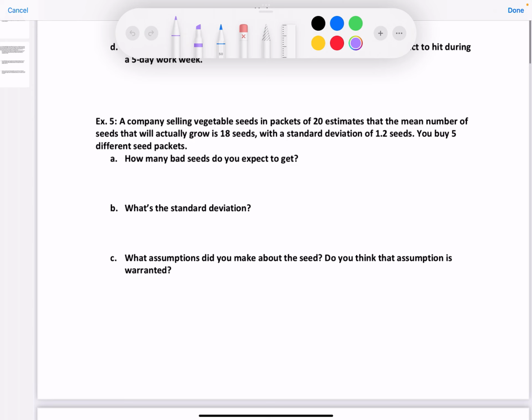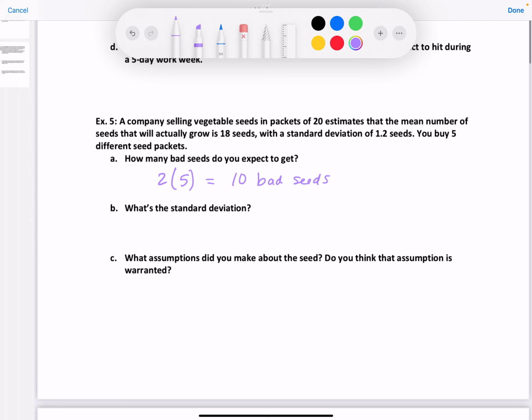So how many bad seeds are in each packet, on average? 2. And then we bought 5 seed packets, so we multiply. So we would expect 10 bad seeds. I was struggling because they didn't say anything about bad seeds. Well, yeah, I guess it should have said seeds that won't grow. How many would you expect?